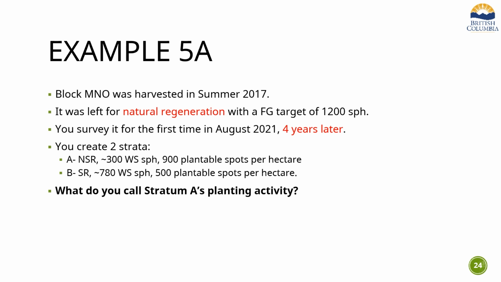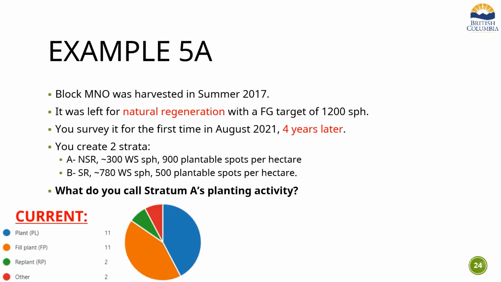Stratum B is SR with 780 stems per hectare well spaced, but it could still benefit from planting, so you prescribe it for 500 stems per hectare. This example led to very divided results. It was almost an even split between plant and fill plant. Going forward, we will be calling this a fill plant.